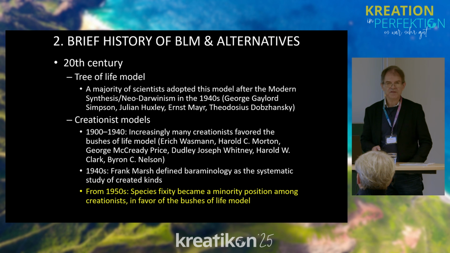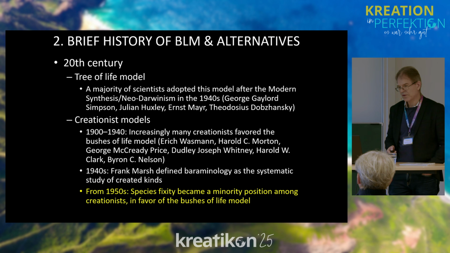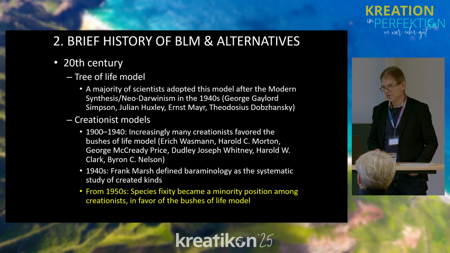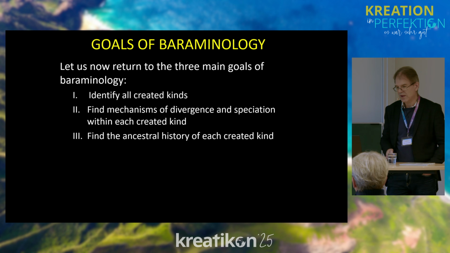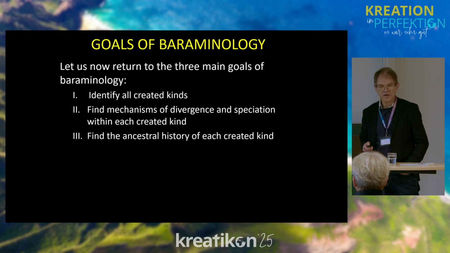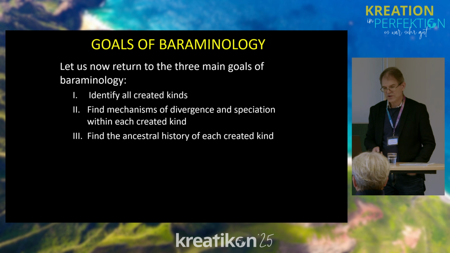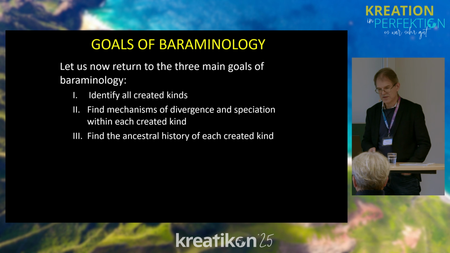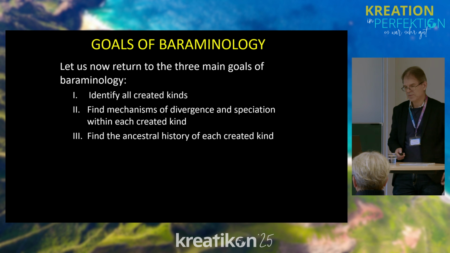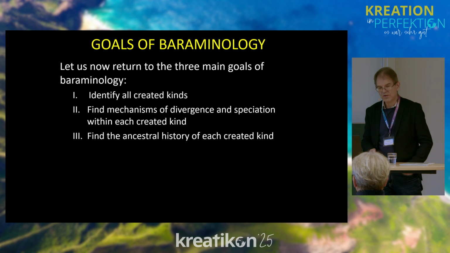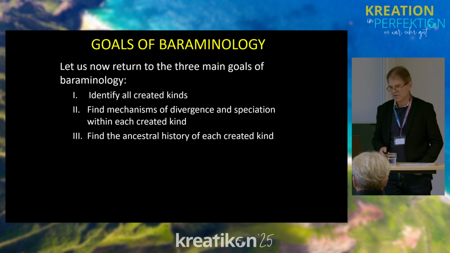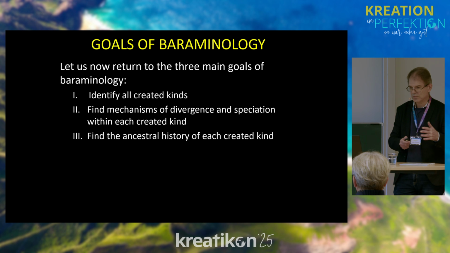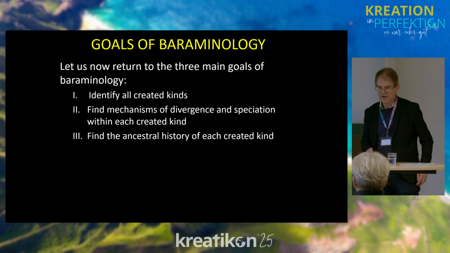So that was some brief history of the Bushes of Life models and alternatives. So let's go back now to the three major goals of baraminology. First of all, to identify all created kinds. Which are they? Secondly, find mechanisms of divergence and speciation within each kind. How does it work when new species form within each kind? And thirdly, to find the ancestral history of each created kind. Which species within each kind are more closely related than others?